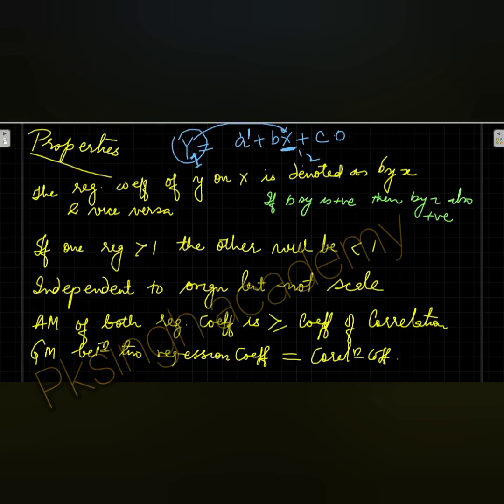Independent of origin but not of scale. So regression analysis is independent of origin, but it's not independent of scale. The arithmetic mean of both regression coefficients is greater than or equal to the coefficient of correlation. You have to learn all these properties. The geometric mean of the two regression coefficients is equal to the correlation coefficient. So this was all the properties of the regression analysis.